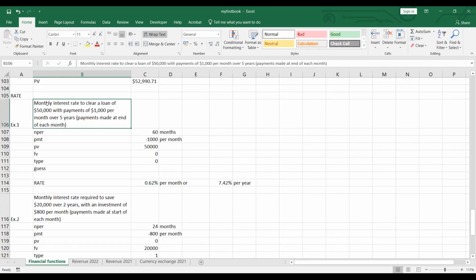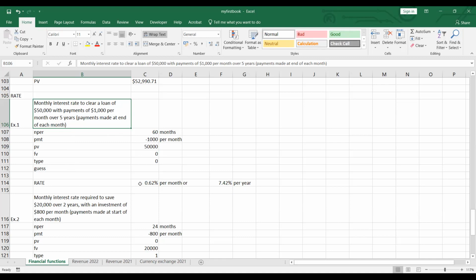For example, here they asked for the monthly interest rate. That means everything has to be per month accordingly. For example, the number of periods for 5 years, you have to change to be number of months. PMT has to be per month, so that when we calculate everything, the rate will be rate per month. But finally, it depends on what the question asks you.